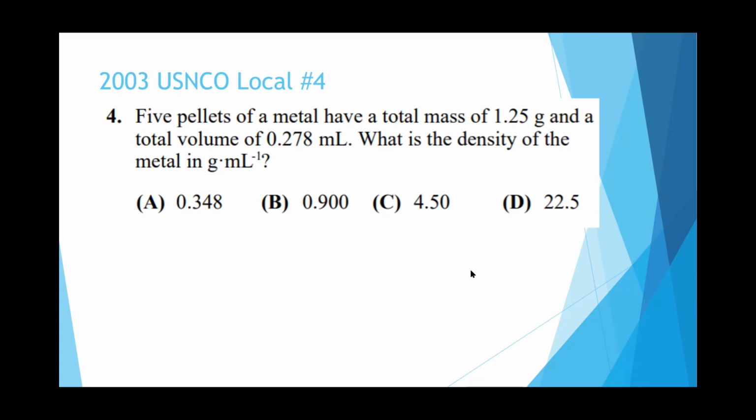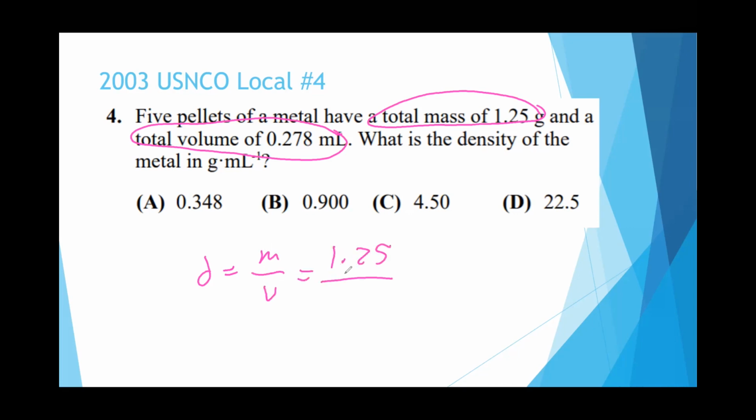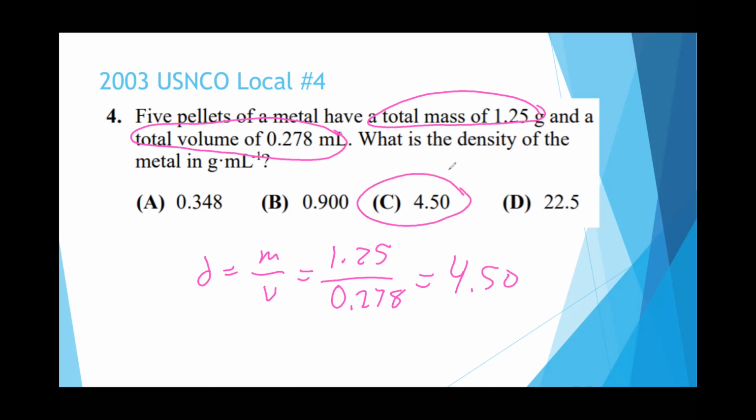Okay, I'm gonna end it. So thank you for everyone who voted. Here's the results. The majority of you guys said C, which is the correct answer. So let me do the calculations. There's a lot of words, but you can see the total mass is 1.25 grams and the total volume is 0.278. So density is mass over volume. The mass is just 1.25. The volume is 0.278. And you put that in your calculator, you get 4.50, which is C. That's how you do it.